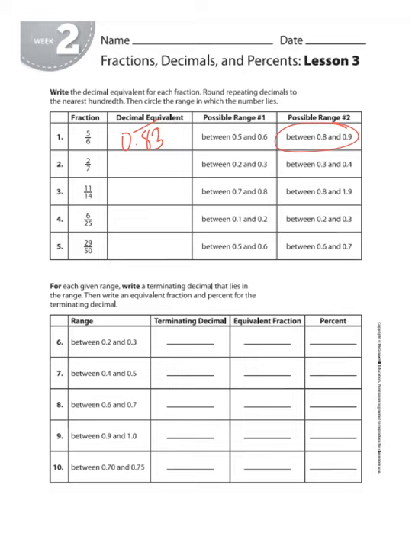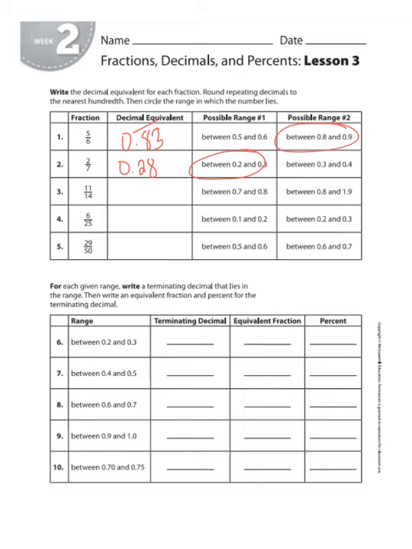So 2/7, 2 divided by 7 to get your decimal. You get a big long decimal for that one, but just put 2 after the decimal point. So 0.28. And that would fall in between 0.2 and 0.3.